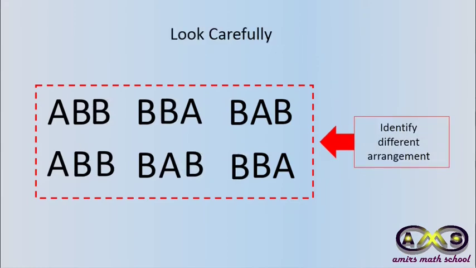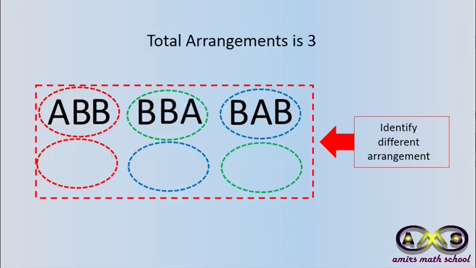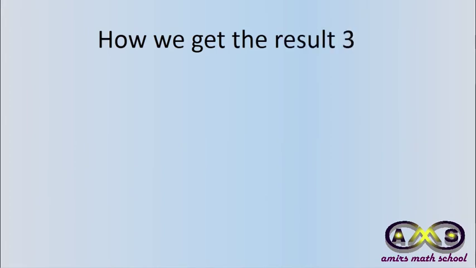Look carefully. Some of the arrangements are the same and they are identical. So we have to identify the different arrangements to find the total number of arrangements. See, these two are the same, these two are the same, and these two are also the same. So if we identify the different arrangements, we get 3 different arrangements. How do we get the result 3?